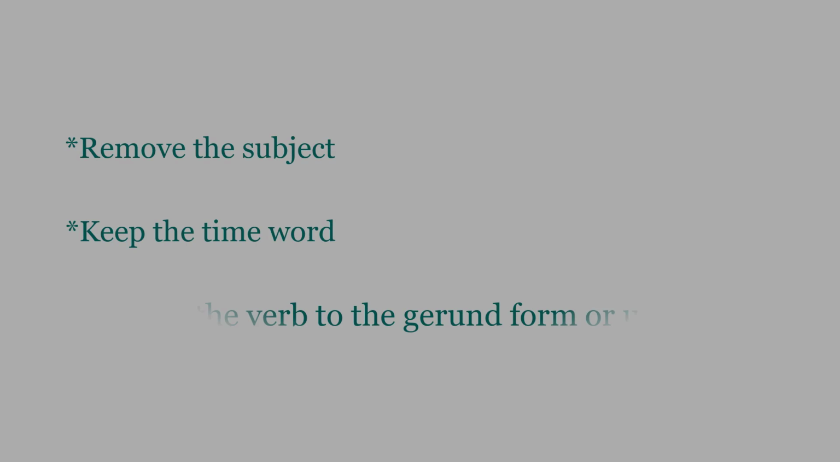In the second part, I will teach you the adverb clause of time, its meaning, definition, and how to reduce it. There are 3 steps for reducing an adverb clause of time. Number 1, remove the subject. Number 2, keep the time word. Number 3, change the verb to the gerund form or use a noun.